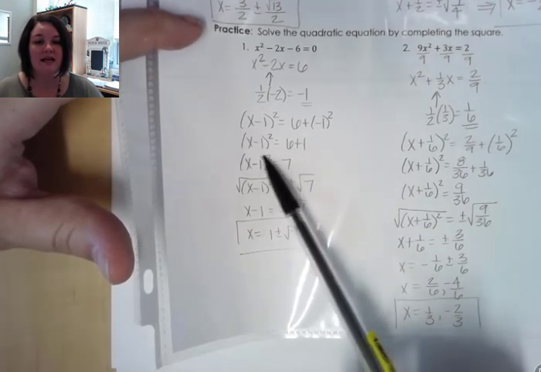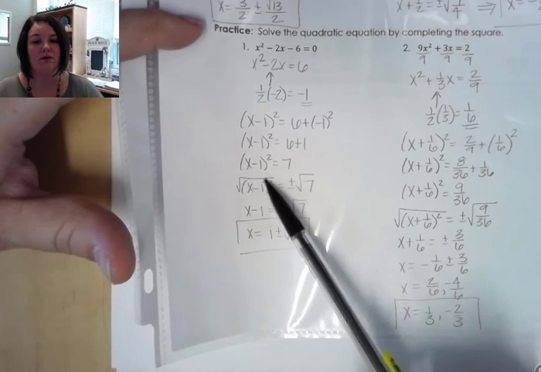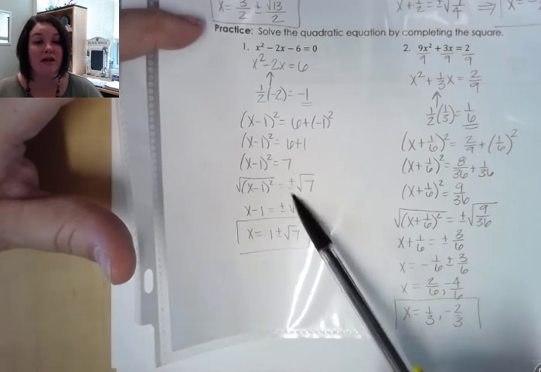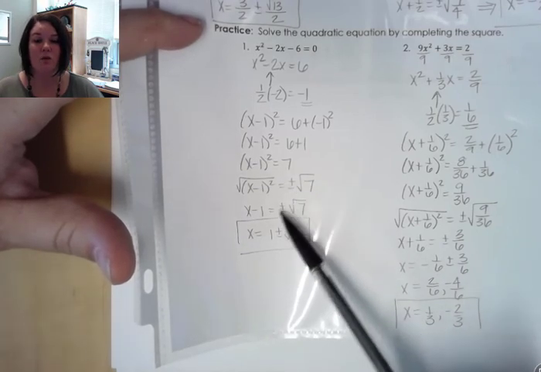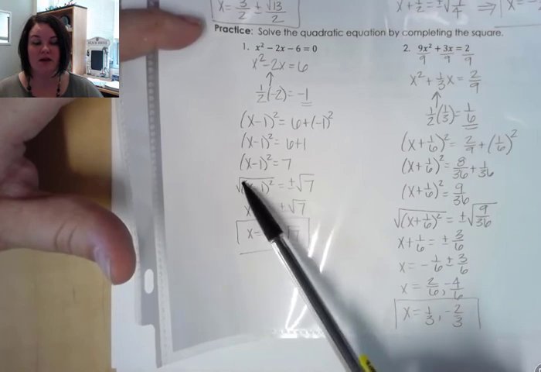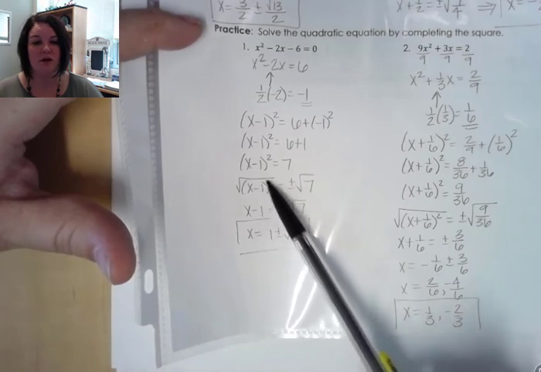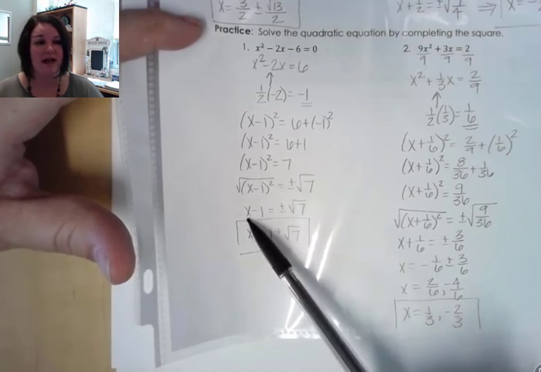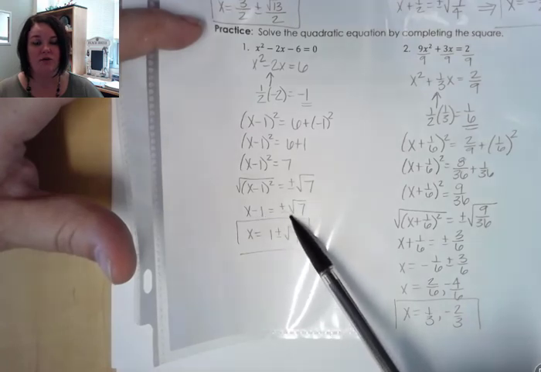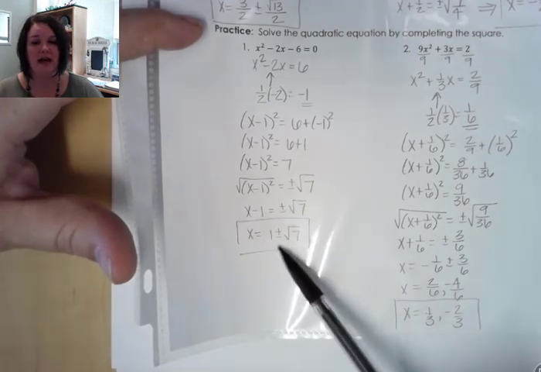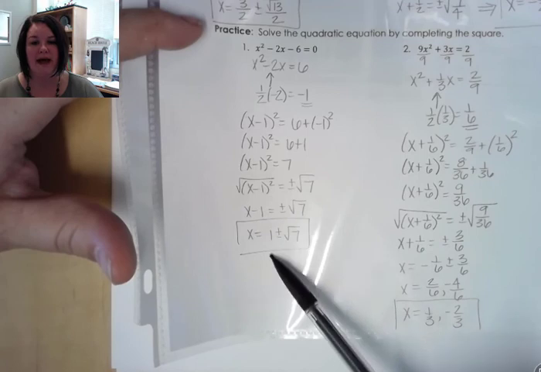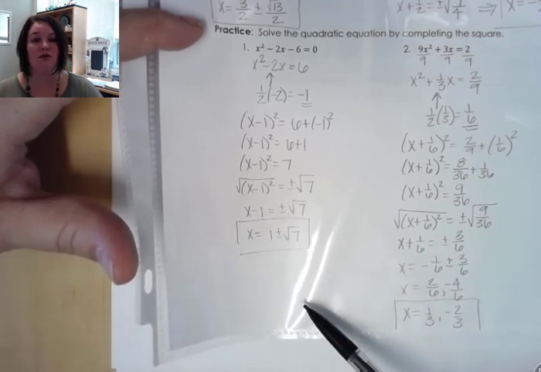Okay, then I can get rid of that square by square rooting both sides. Don't forget your plus or minus. Okay, once I take my plus or minus on the left, my squared quantity is gone. So I have x minus 1 equals plus or minus the square root of 7. And then I just move my 1 over by adding. So our solution to number 1 should be 1 plus or minus the square root of 7.